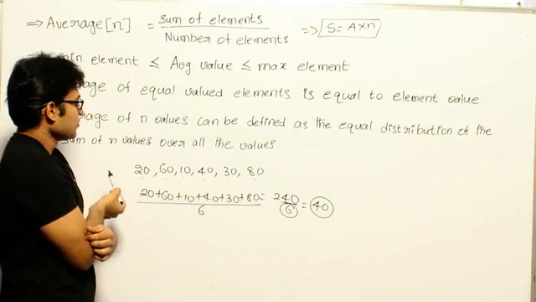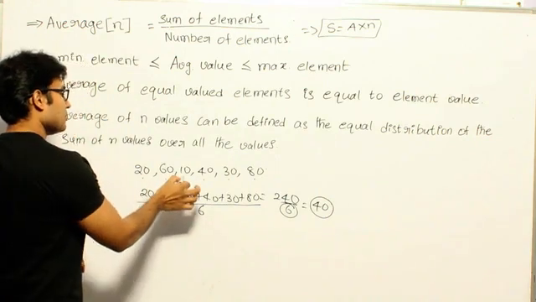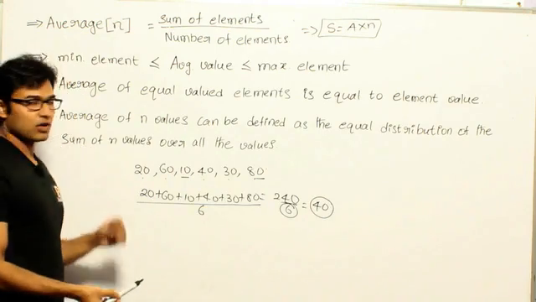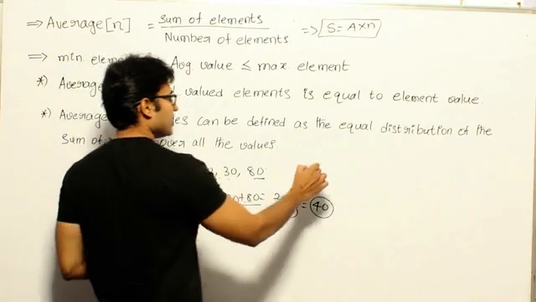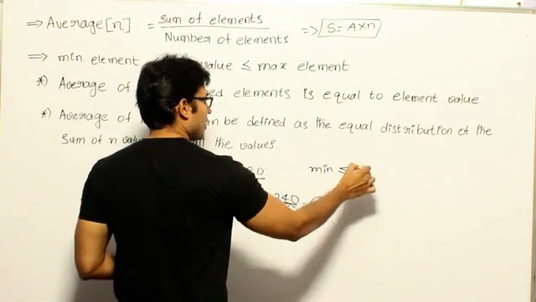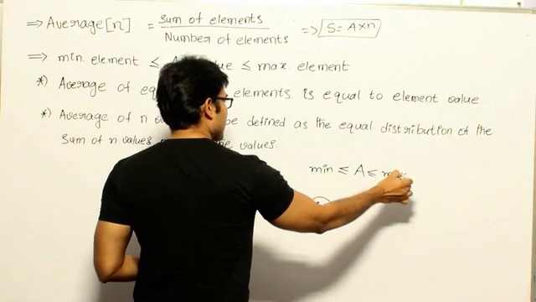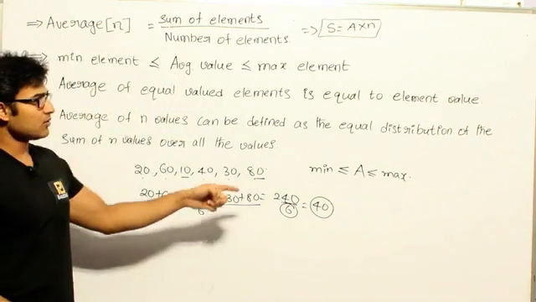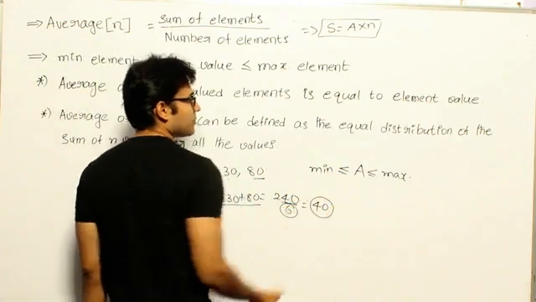And now one more property is, if you have a collection of elements, and let us assume that they are all of different values, the minimum value is 10, the maximum value is 80, and the average is 40. Always, the relationship between these three numbers is: minimum value is less than or equal to average value, which is less than or equal to max. Now if all the values are equal, then the minimum value will be equal to the average, which will be equal to the maximum. That is why we have the equal symbol here.